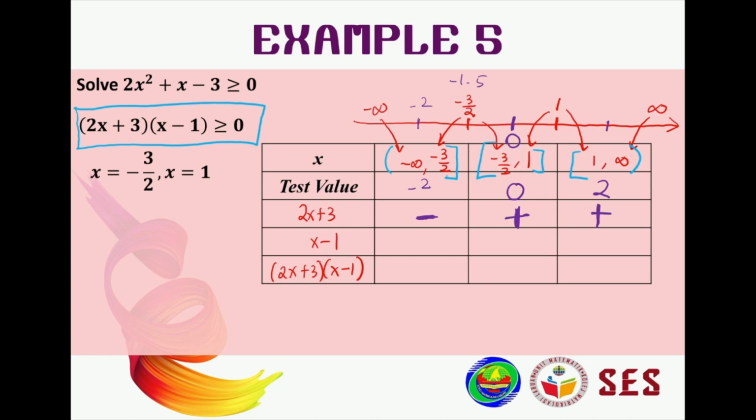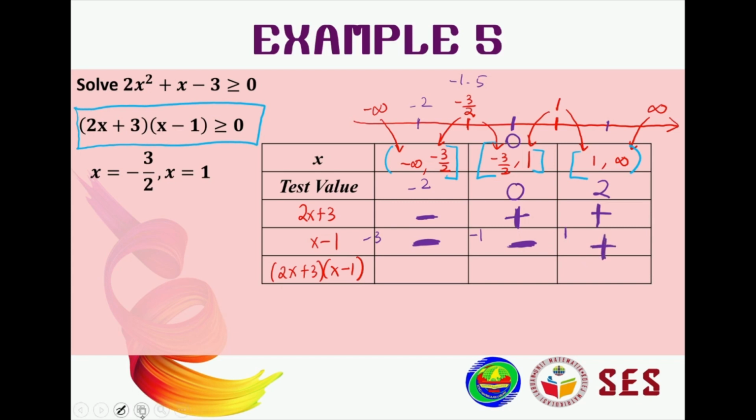Same goes to x minus 1. Substitute negative 2 in x, you will get negative 3. Negative 3 is a negative number. Substitute 0 in x, 0 minus 1 will get negative 1. Negative 1 is a negative number. Substitute 2 in x minus 1. 2 minus 1 is 1. And 1 is a positive number.